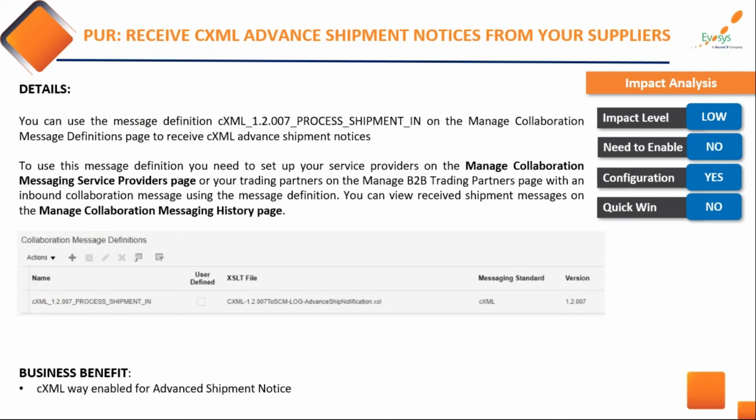Moving to the next, under purchasing, is to receive the advance shipment notice as a part of CXML format. Those suppliers who could send us the advance shipment notice in a specific format, that is CXML, this feature would be useful to such clients where the suppliers are able to send us the data in that specific format.